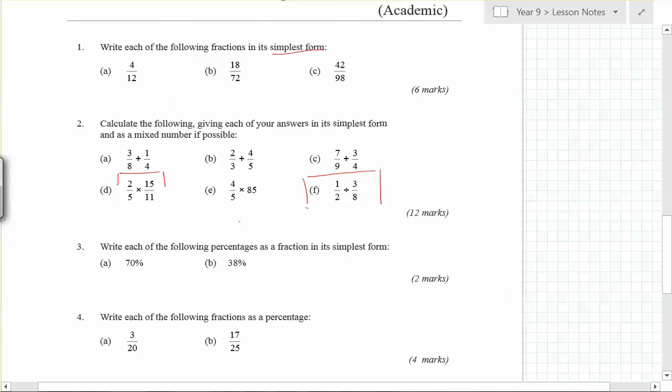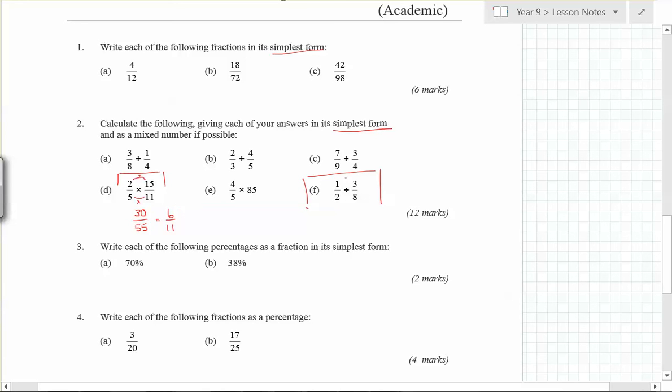Go on then. 2 times 15 is 30, and then you do 5 times 11, which is 55. But simplest form, simplify. We can divide by 5, so that's 6 over 11. Good, fine. Do you remember doing the simplification before we did the question? No? Okay, don't worry about that. So that's how you do multiplying, just 2 times 15 and 5 times 11.